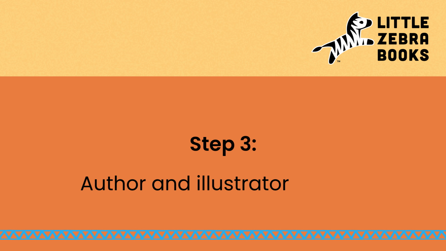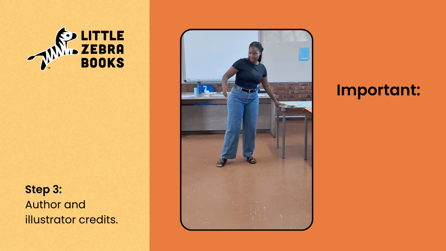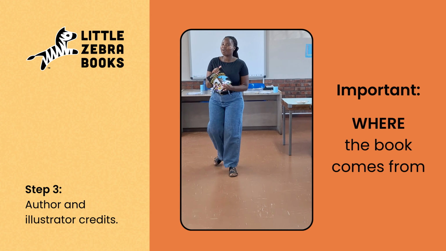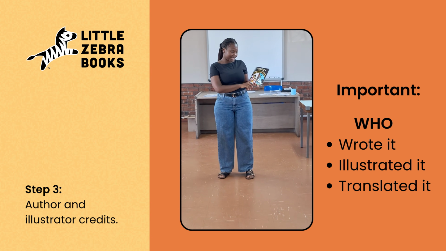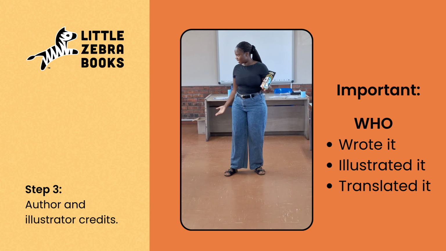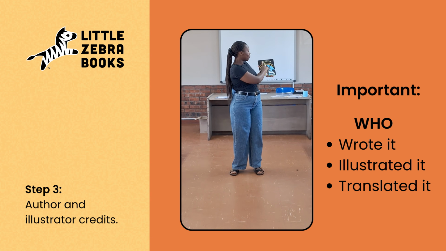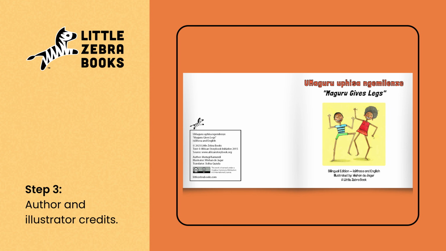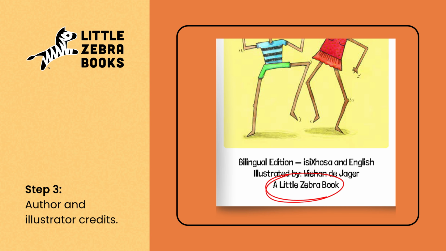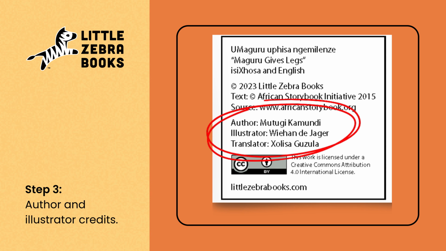Author and illustrator credits. Before you read the book, it is important to tell your children where the book comes from, who wrote it, illustrated it, and even translated it. This matters because it acknowledges the creators. Children learn that books are made by real people, written by real people. They are illustrated and sometimes even translated. So they can appreciate the effort behind the story that you're going to read for them.